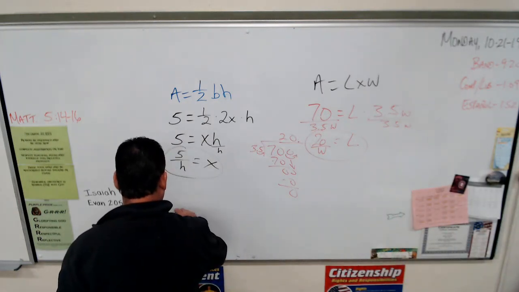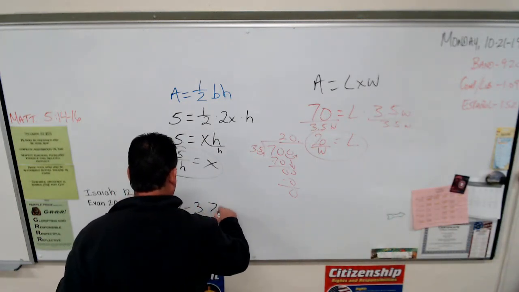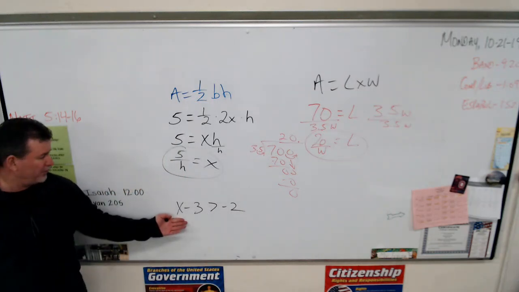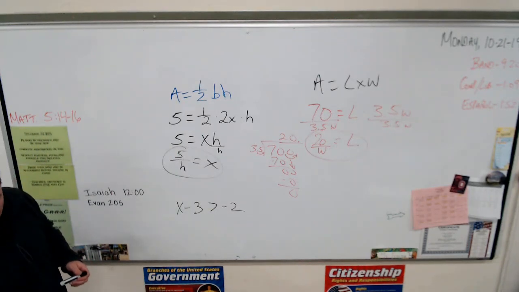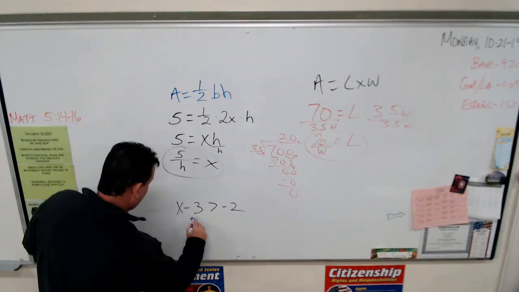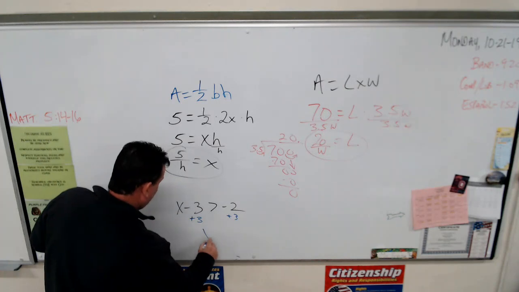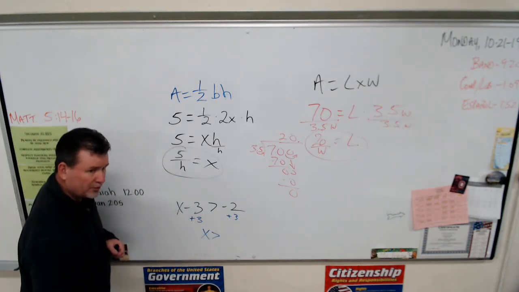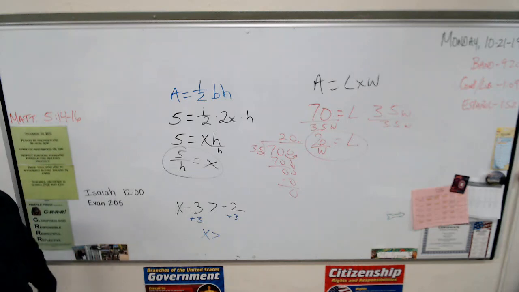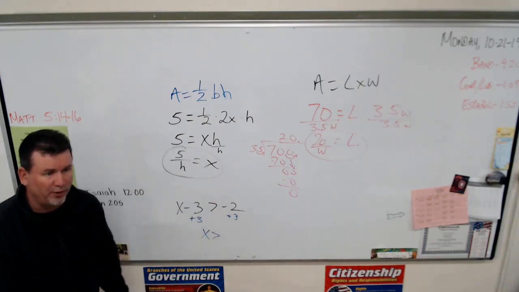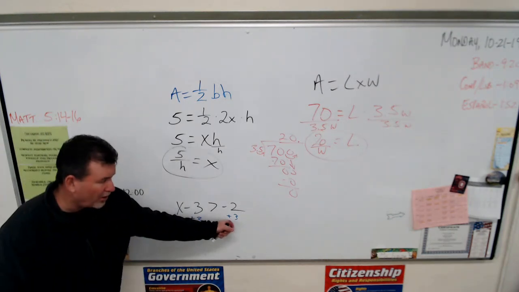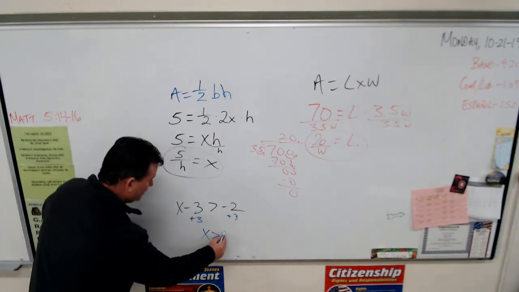X minus 3 is greater than negative 2. How have you learned to get rid of that negative 3? They subtracted 3, so you're going to add 3. Plus 3, plus 3. X is greater than negative 2 plus a positive 3. The signs are different. Find the difference between 3 and 2, which is 1, and use the sign of the larger, positive. X is greater than 1.